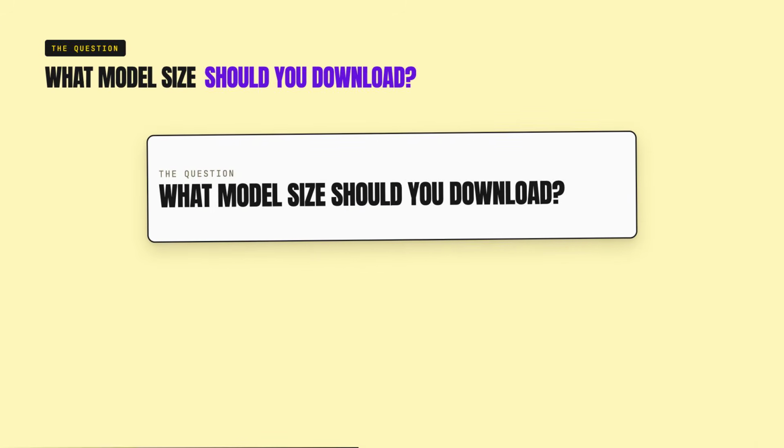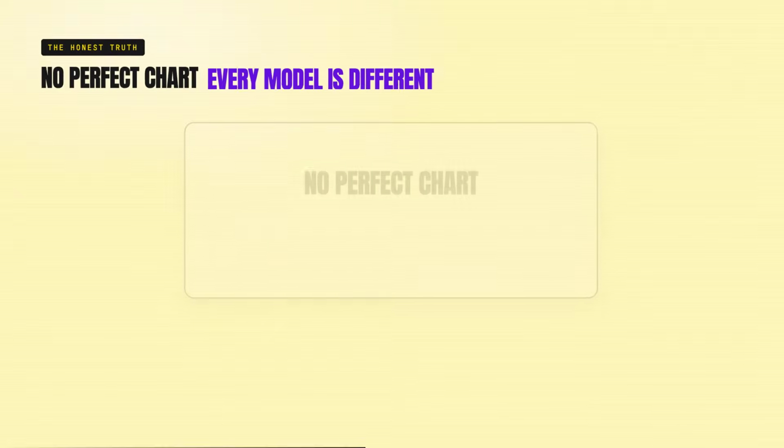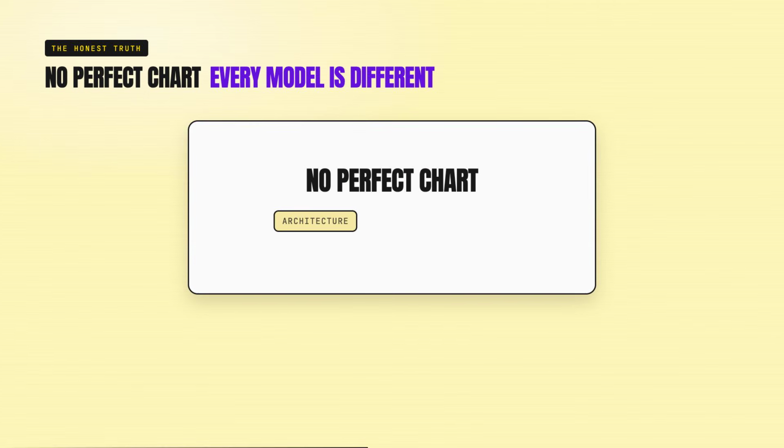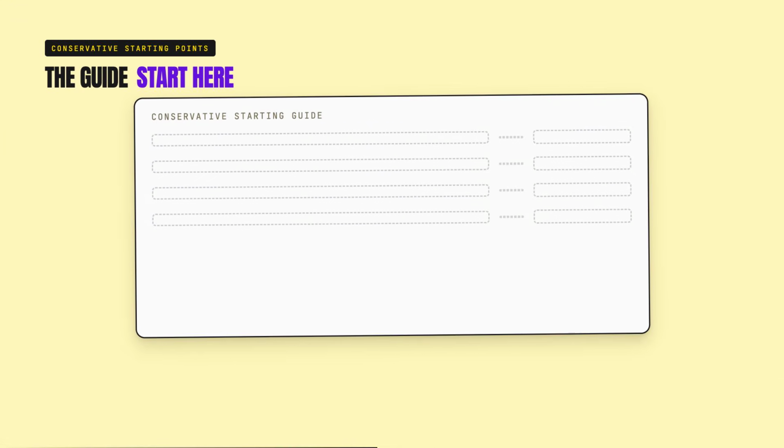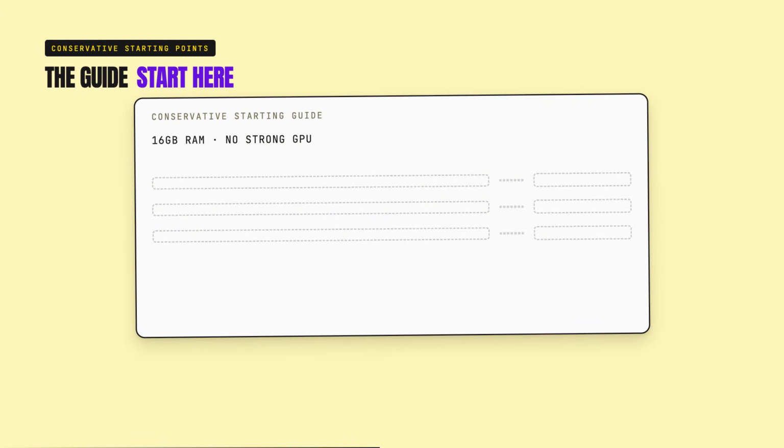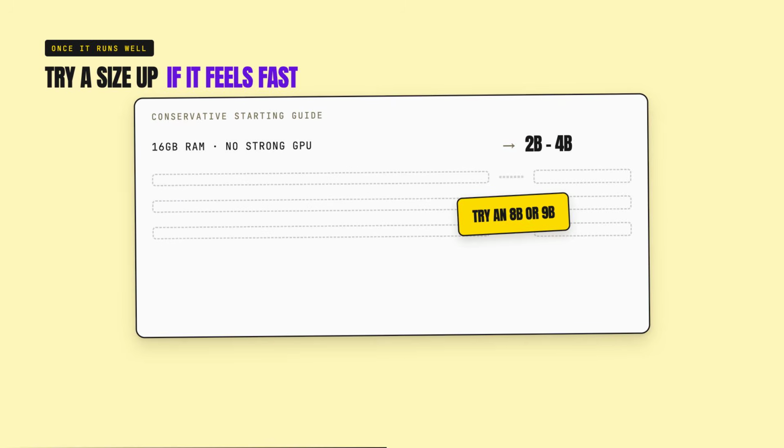So now we can answer the question that actually matters. What model size should you download? There is no perfect chart that works for every model because architecture, quantization, and context length all affect memory use, but these are useful, conservative starting points. If you have around 16 gigabytes of system RAM and no strong dedicated GPU, start with a 2 billion or 4 billion model. Once that runs well, you can try an 8 billion or 9 billion quantized model and decide whether the speed is acceptable.